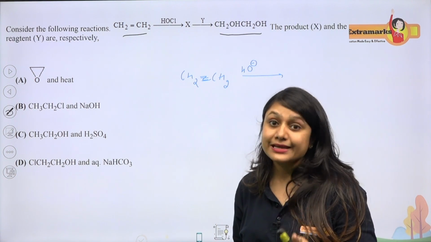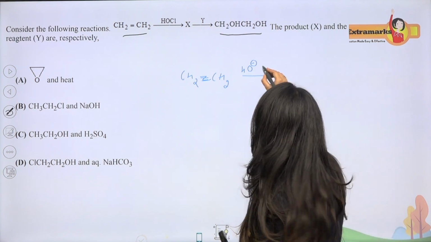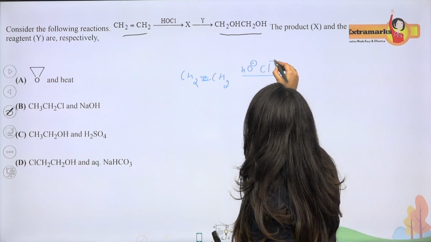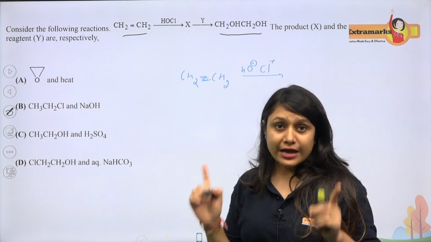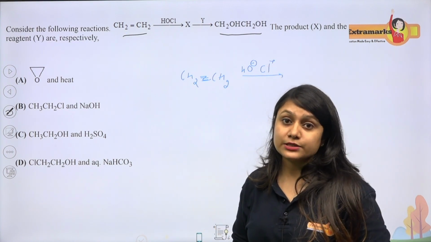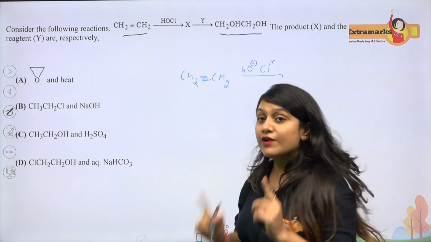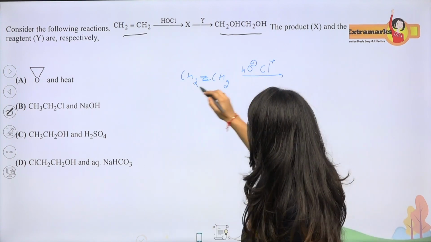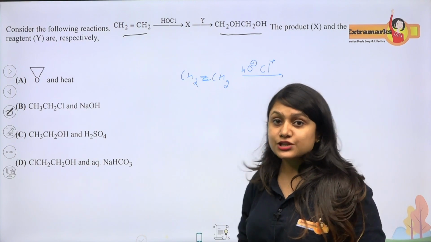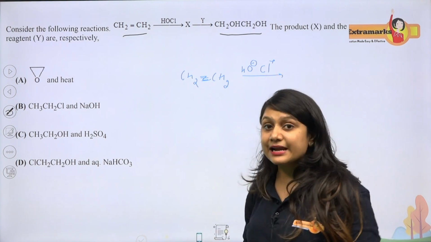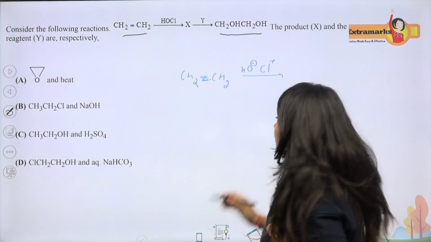Please do not answer Cl. Yes, oxygen is the more electronegative, so chlorine will have a positive charge. I'm not going to discuss the mechanism in this particular question. So what will happen? On one carbon there will be OH attached, and on the other carbon there will be Cl attached, and the product looks exactly like this.